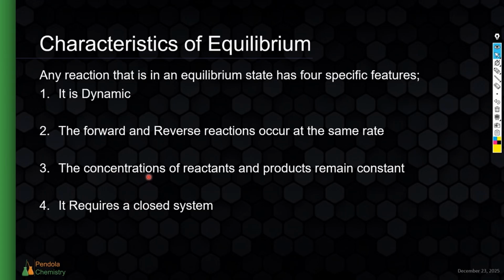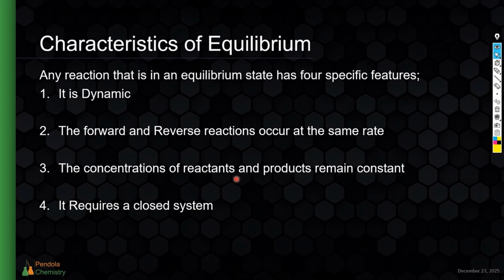So a reaction reaches the equilibrium state when it's dynamic, and we're going to look at each one of these individually in its own slide. So equilibrium state is dynamic. The forward and the reverse reactions that we just talked about are occurring not just at the same time, but at the same rate, meaning the rate of the reaction is equal. They're going just as quickly as each other.